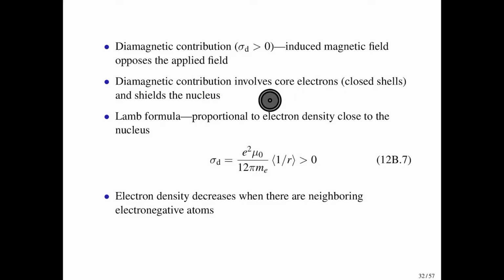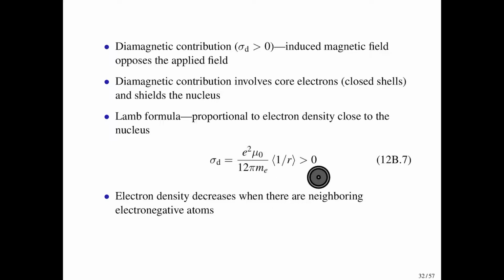And so these electrons, when they start moving due to the external field, they move in such a way that the magnetic field that they create opposes the external magnetic field. And you can calculate the sigma d contribution using the so-called Lamb formula, which takes into account the electron density that's very close to the nucleus.